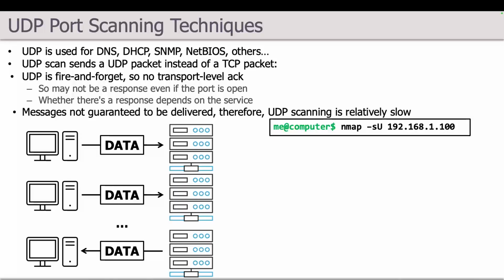There's also the concept of UDP port scanning that Nmap allows, which we've talked about how UDP is useful for all sorts of things, including DNS here. As it sounds, you pass dash capital S capital U, you're sending a UDP packet instead of a TCP packet. It's listed here, but this would be potentially significantly slower than any sort of TCP-based approach.